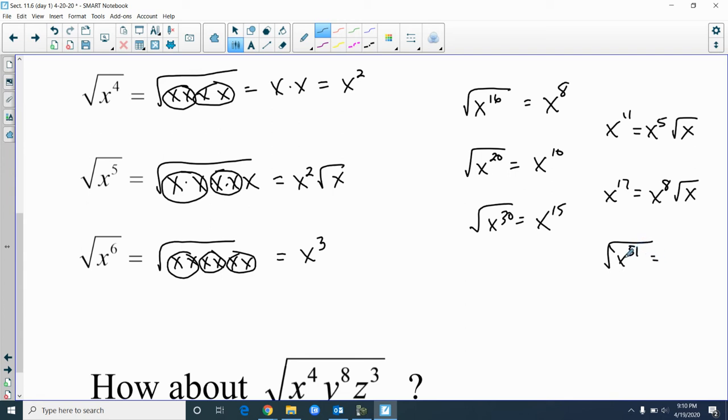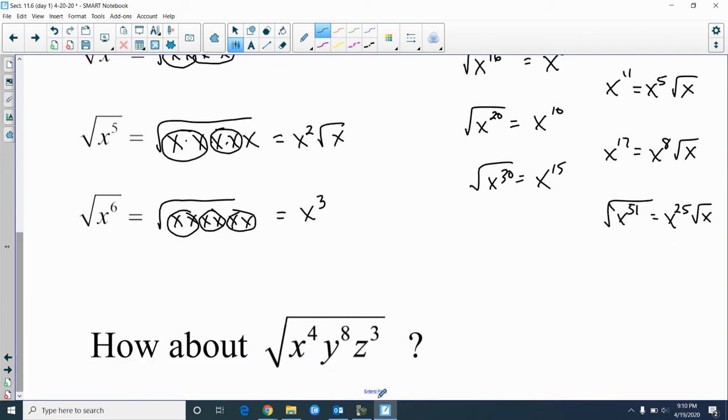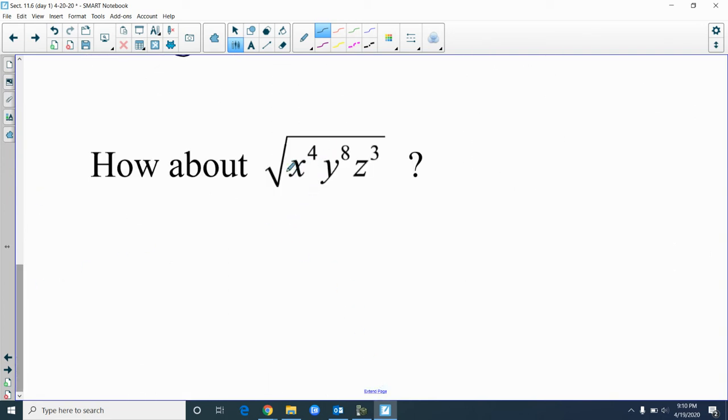Just subtract 1. 51 minus 1 is 50. Cut that in half, which is x to the 25th. And you're going to be left with 1 extra x. So if you would write out all 51 x's, you'd have 25 pairs and then 1 left over. Hopefully you don't have to write them out each time. You can just look at this and figure out what's going on.